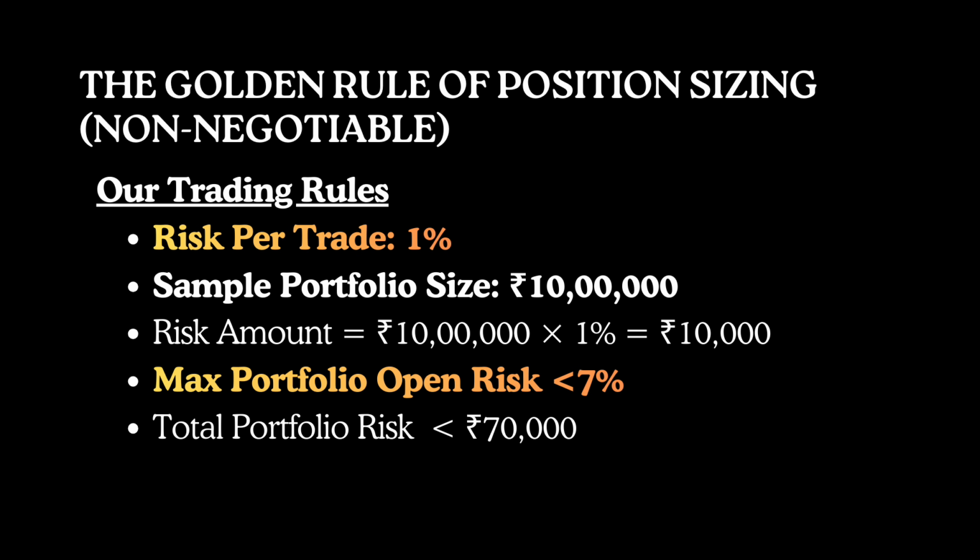And the second rule which I generally have kept for myself is that maximum portfolio open risk is less than 7%. For example, let's assume that I have 5 trades in my portfolio and all of them hit the stop loss today. In that case, the maximum portfolio loss I'll see is around 70,000 rupees, which is 7% of my portfolio. Okay, so this is the standard portfolio rule which I have to follow.